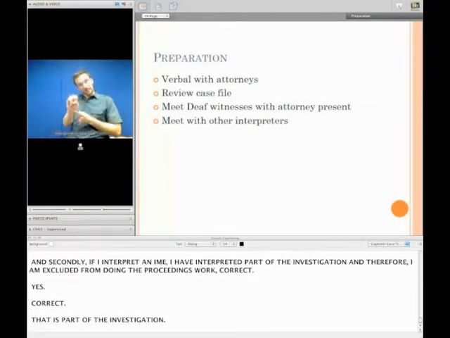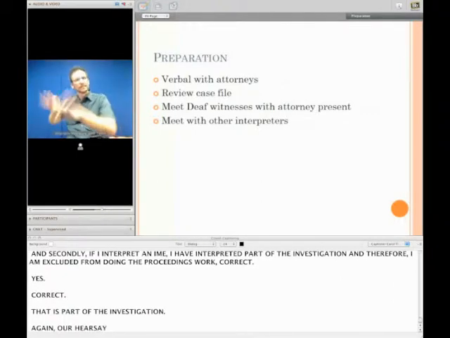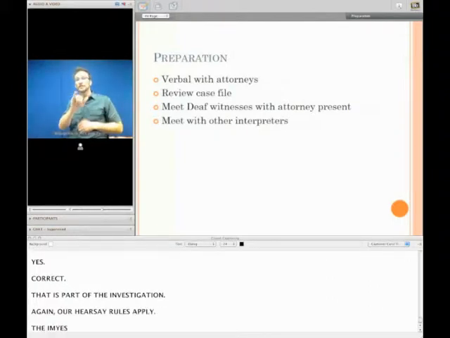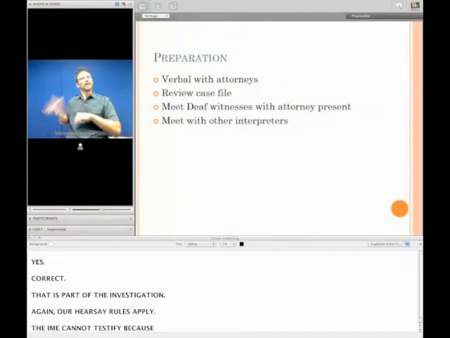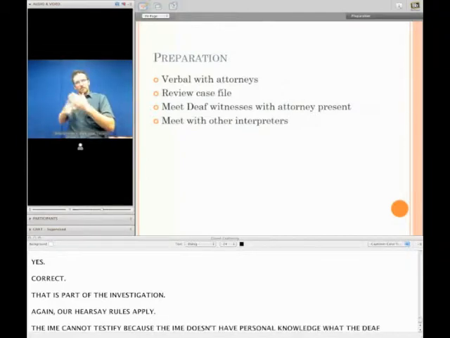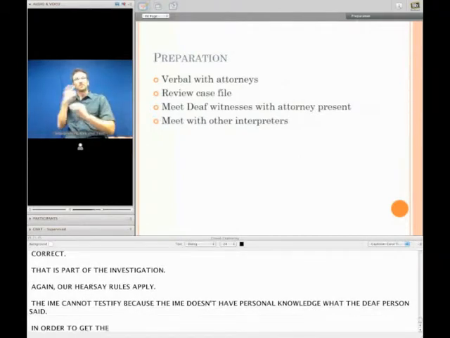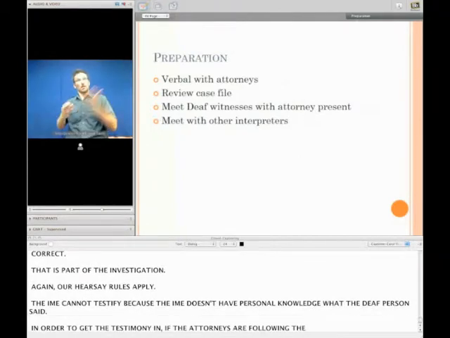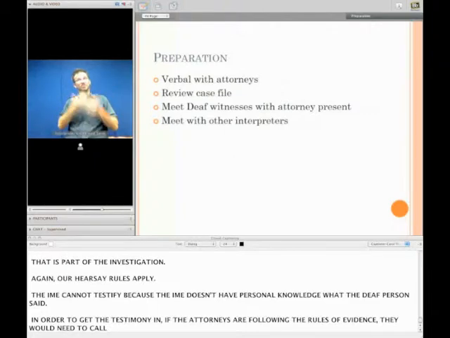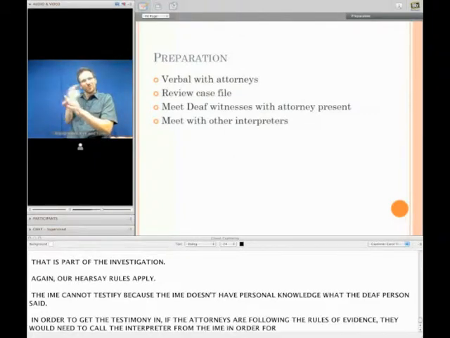Again, our hearsay rules apply. The IME doctor cannot testify because the doctor doesn't have personal knowledge of what the deaf patient said. In order to get the testimony in, if the attorneys are following the rules of evidence, they would need to call the interpreter from the IME to authenticate in order for the doctor to give an opinion.